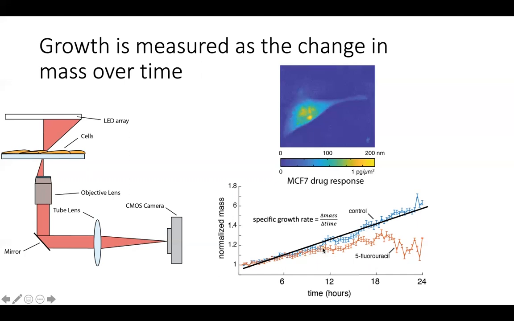After that, we can start to see a separation in their growth rates because the 5-fluorouracil treated cells start to grow a little bit slower than the control, and we can see that here. Eventually, after about 18 hours, the 5-fluorouracil treated cells start to die, and seeing the dynamics of this response would be impossible using a time average measurement such as an endpoint assay.